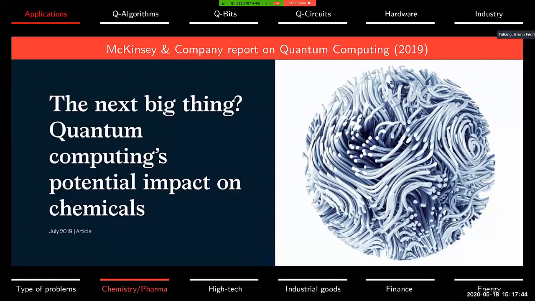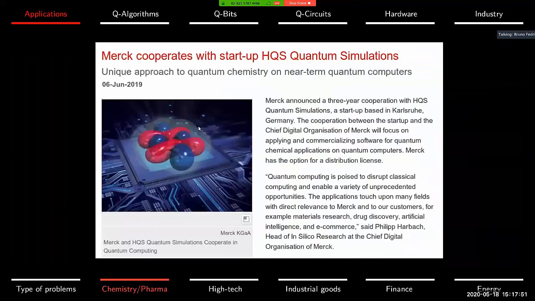So a lot of effort is pushed in finding quantum algorithms to find interesting problems in these fields. For instance, we can mention collaborations between HQS Quantum Simulations, which is a German startup specialized in quantum algorithms, and Merck Laboratories that you probably all know. Merck and HQS Quantum Simulations have started working on finding algorithms for simulations of molecules in the pharmaceutical industry. So this is a first example.